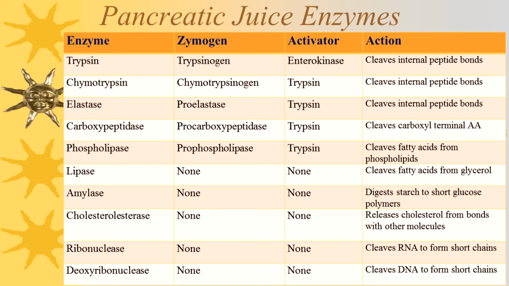This left-hand column is a list of pancreatic enzymes in their active form as they appear in the small intestine. Okay? So a number of these enzymes, however, are secreted from the pancreas in the zymogen form. What's the zymogen form? Inactive.